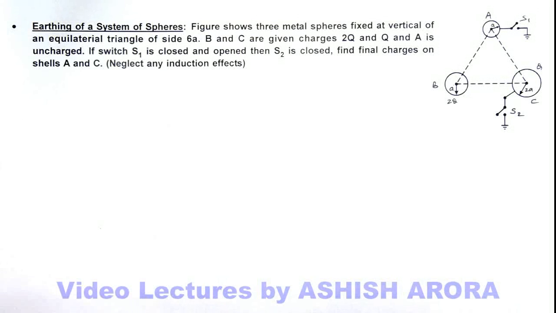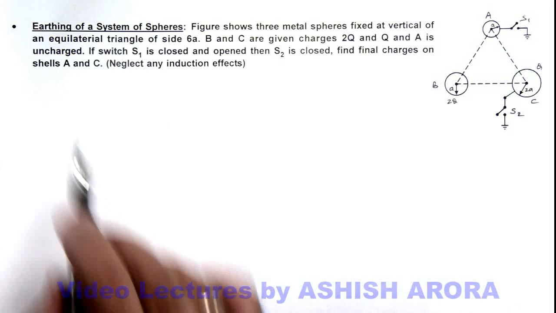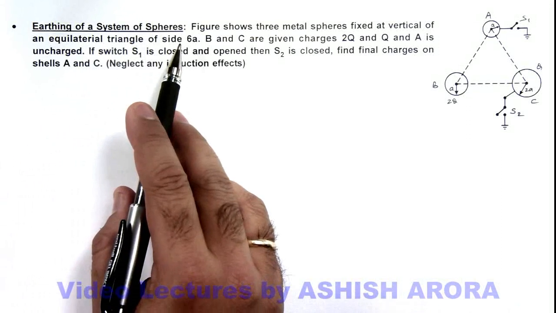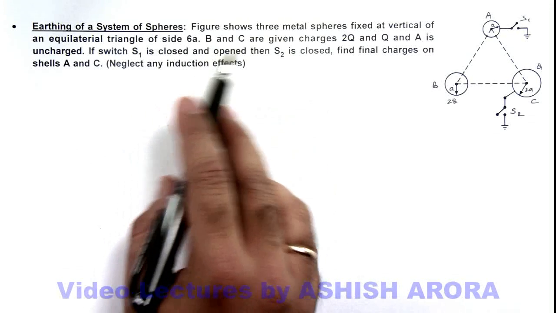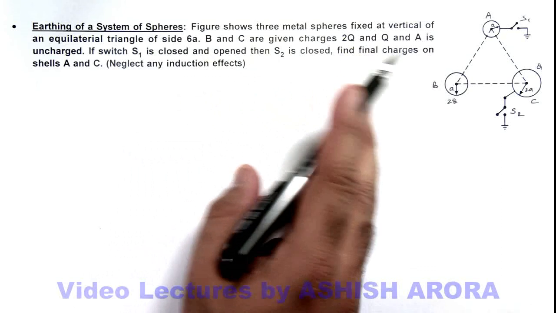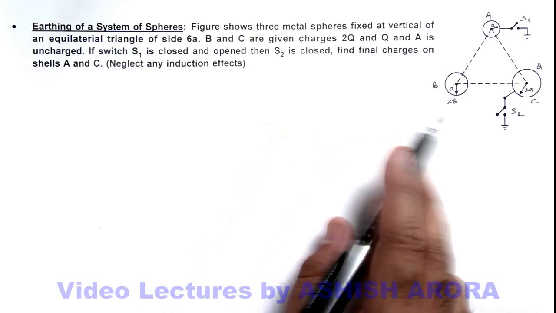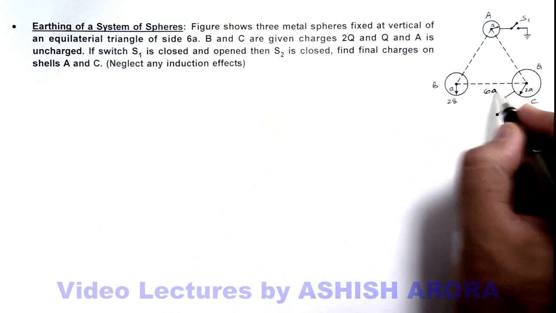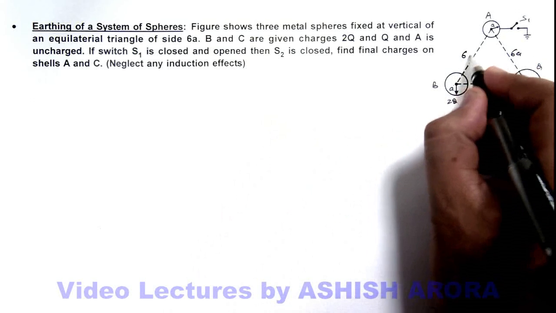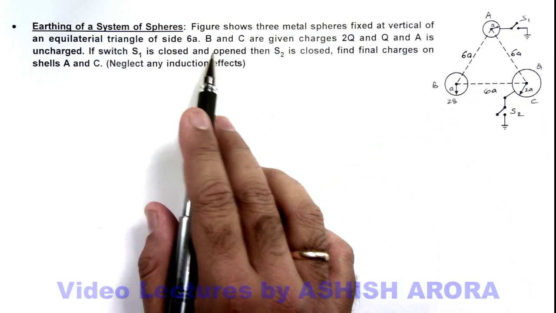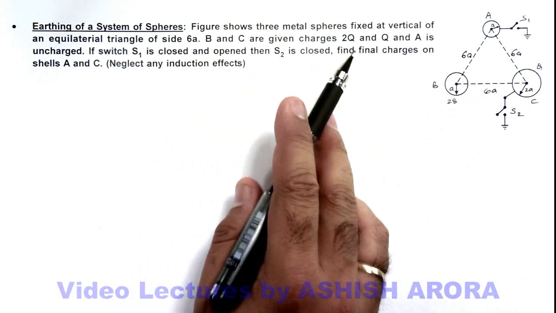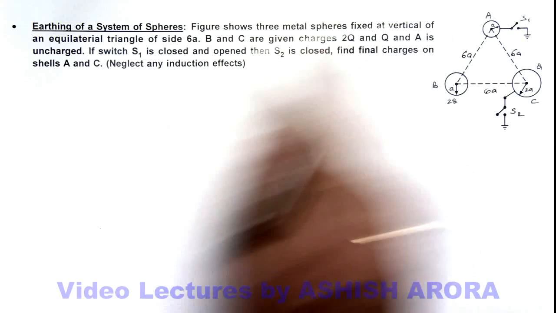In this illustration, we are going to study about the earthing of a system of spheres. Here, the figure shows three metal spheres fixed at vertices of an equilateral triangle of side 6A. Here, spheres B and C are given charges 2Q and Q, and A is uncharged.